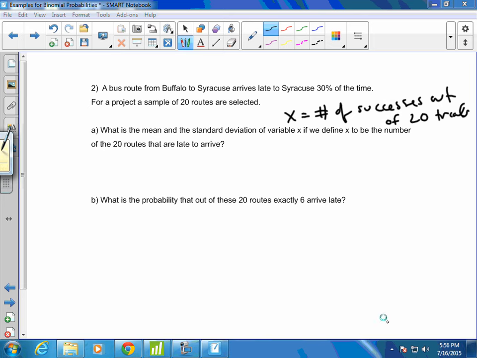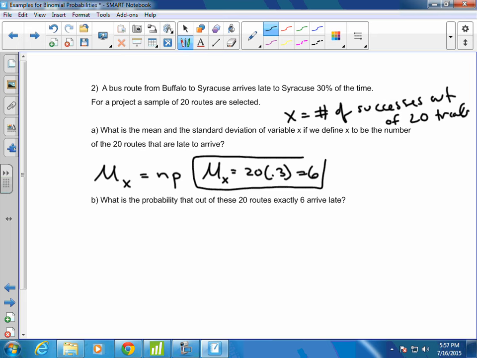So it's a binomial variable. In our book we have a couple of formulas. If we have a binomial variable, then the mean of that variable x is just the number of trials n times the probability of a success each time, p. So here, that would be 20 times 0.3, which is 6. So we end up with a mean of 6.